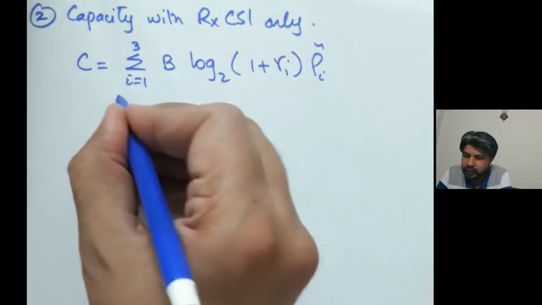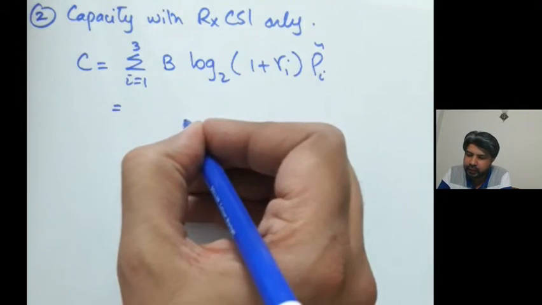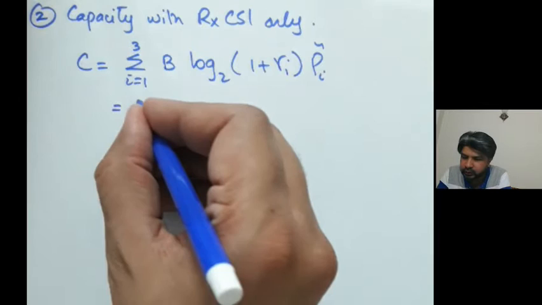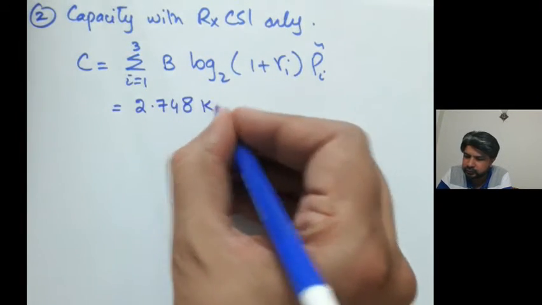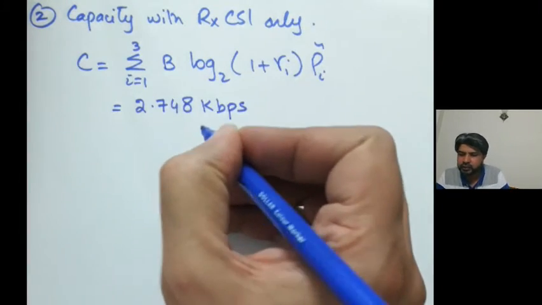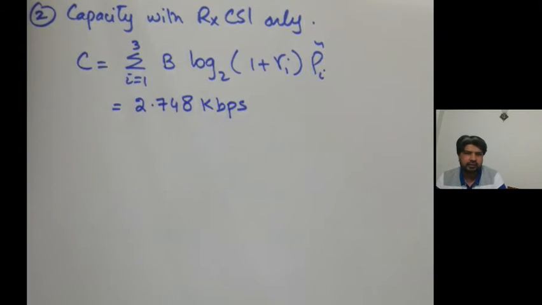And if you plug in the values of gamma i and B equals 30 kilohertz, it turns out to be 2.748 kilobits per second. And you can see that this ergodic capacity is slightly less than the capacity we computed for the AWGN channel. We proved through Jensen's inequality as well that the ergodic capacity would always be less than or equal to the capacity under AWGN.